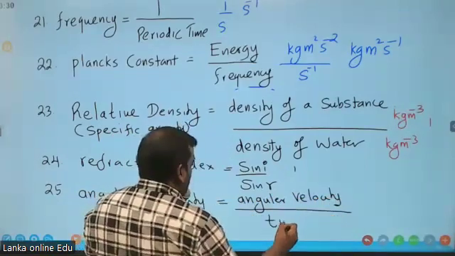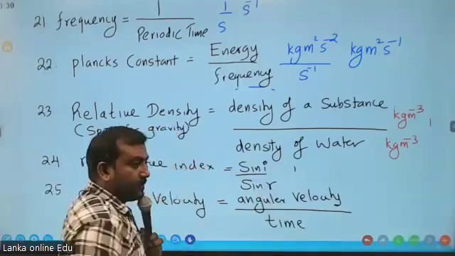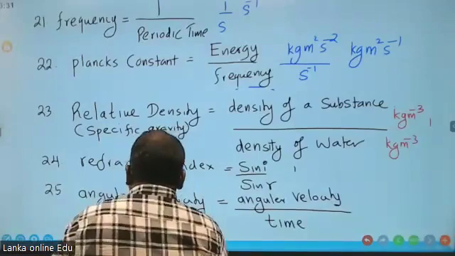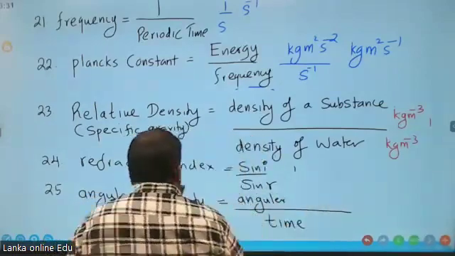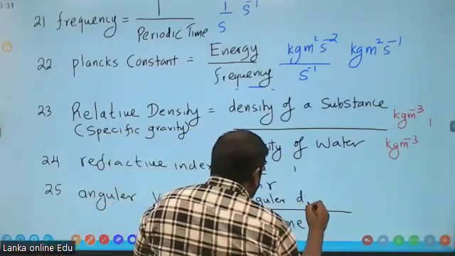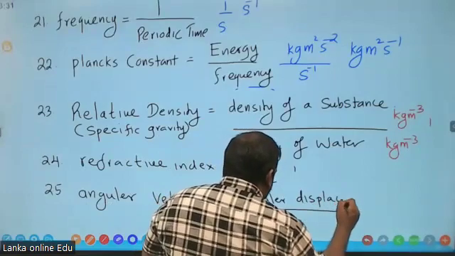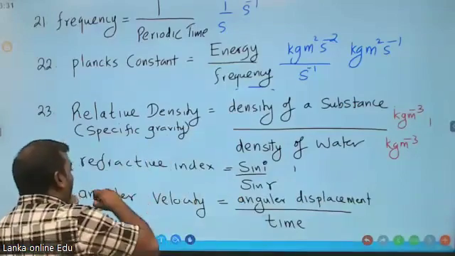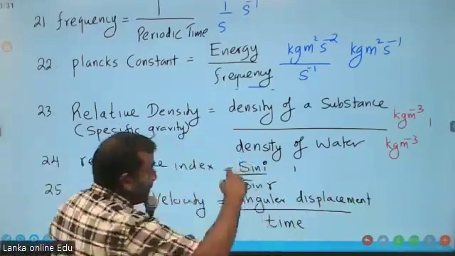Divided by what? Time. Sorry, angular displacement over time. Angular displacement divided by time. Angle, no? Velocity is displacement over time. Angular velocity is angular displacement over time.